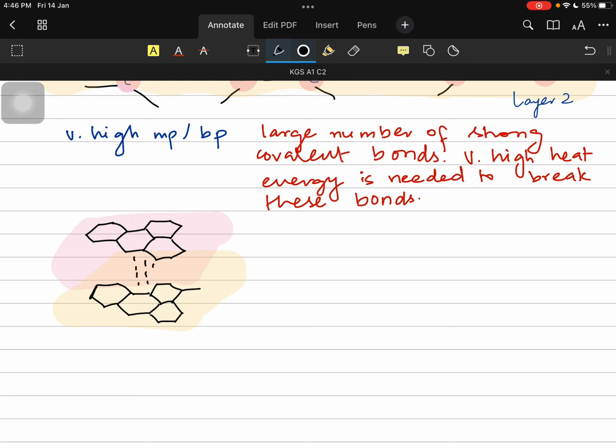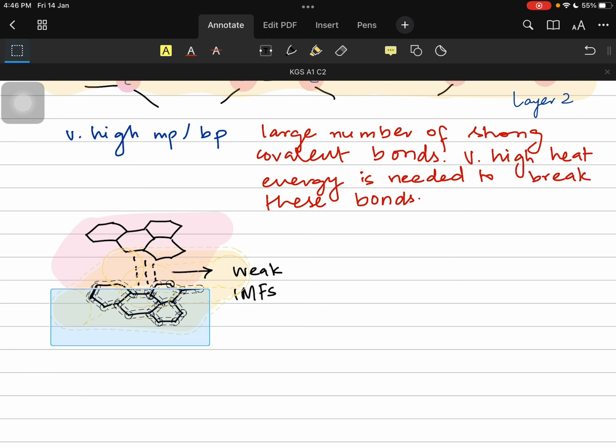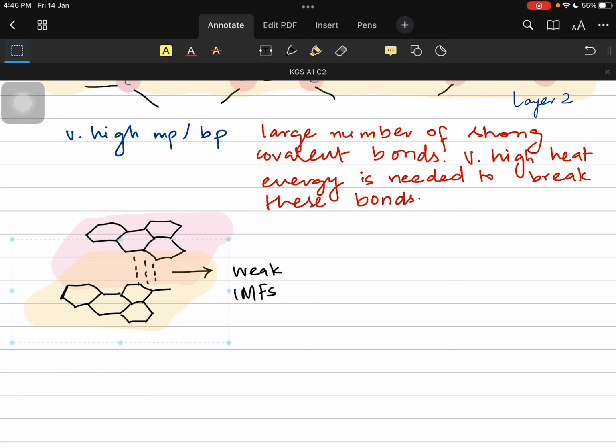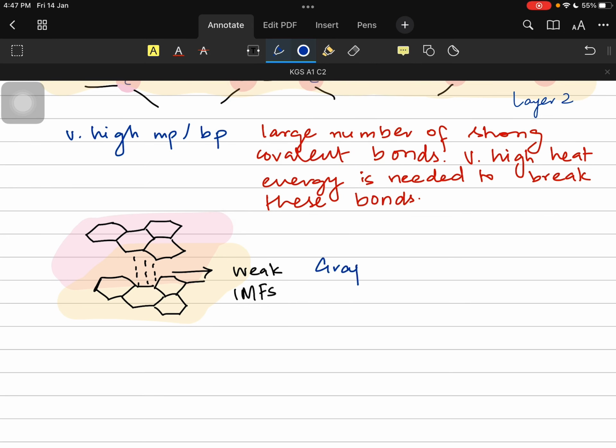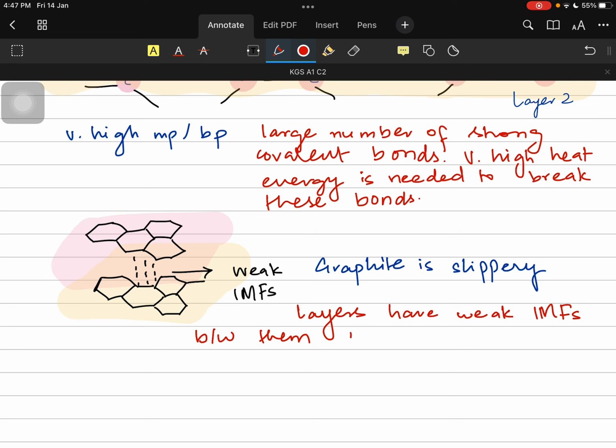They have weak intermolecular forces between them. So they kind of slide over each other. They can very easily slide over each other like this. And that is why the layers are slippery. So graphite is slippery because the layers can slide over each other. The layers have weak intermolecular forces between them, and they slide over each other.